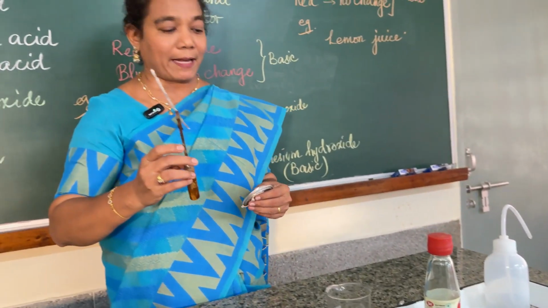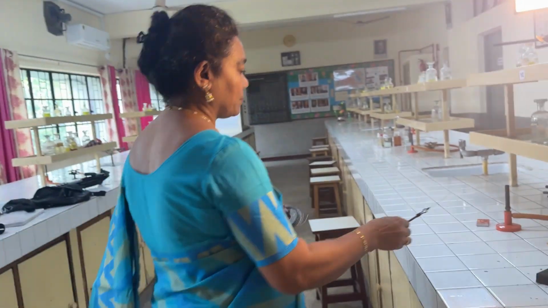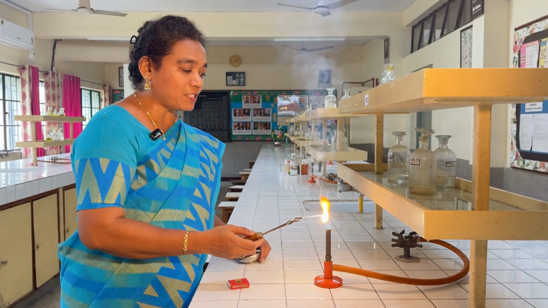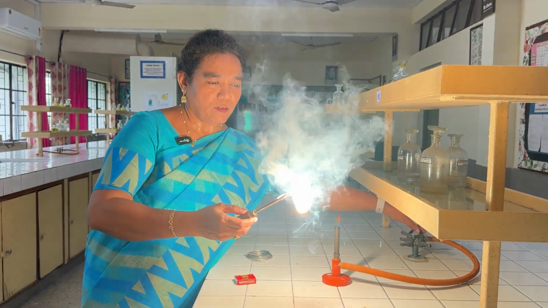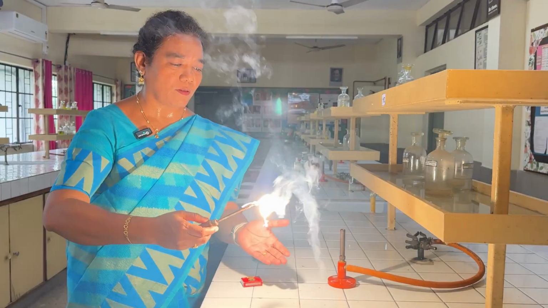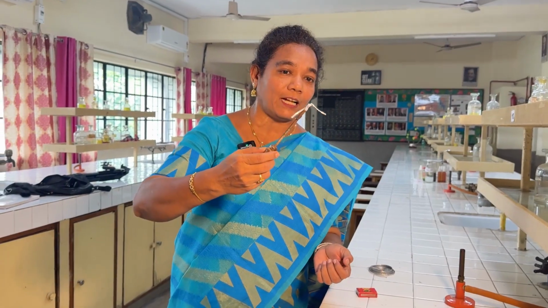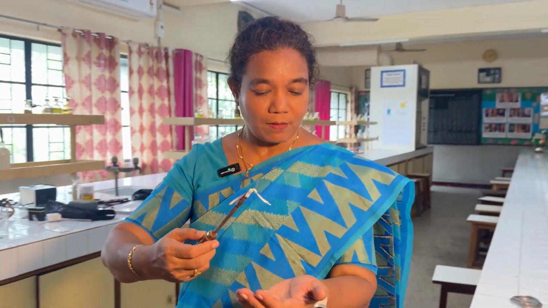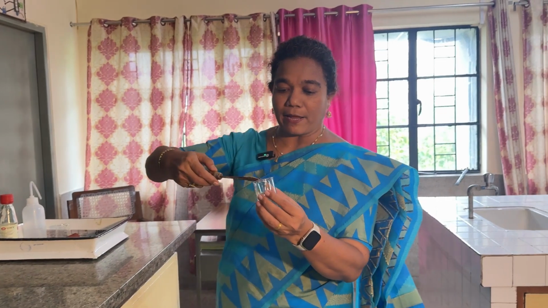We have taken this magnesium ribbon, we have to burn it to produce magnesium oxide. Light, it will burn quickly there, see here. So it burns brightly. See here, this white, ash-colored thing you can see is called magnesium oxide. This magnesium oxide, we'll take it in a beaker.